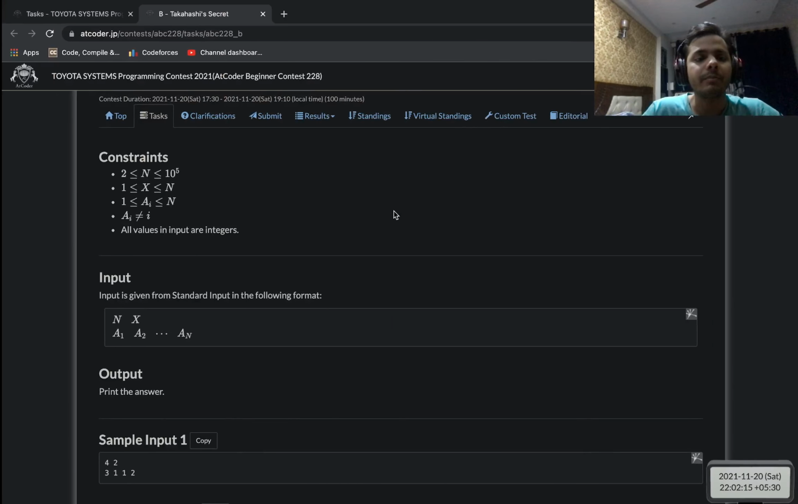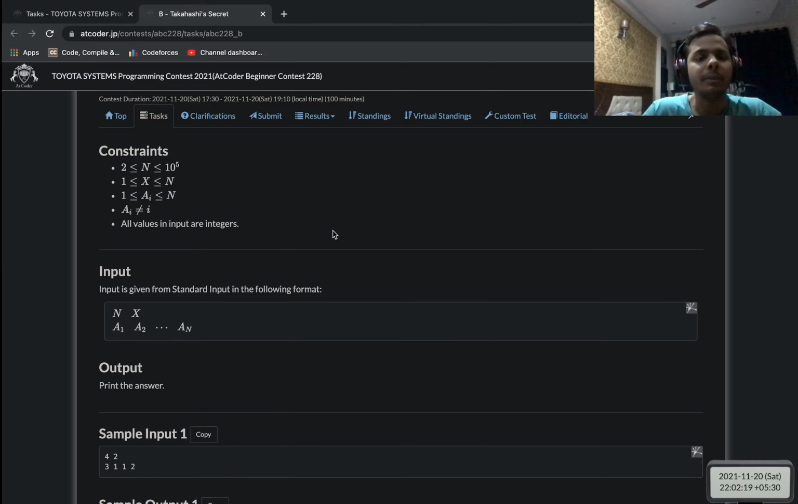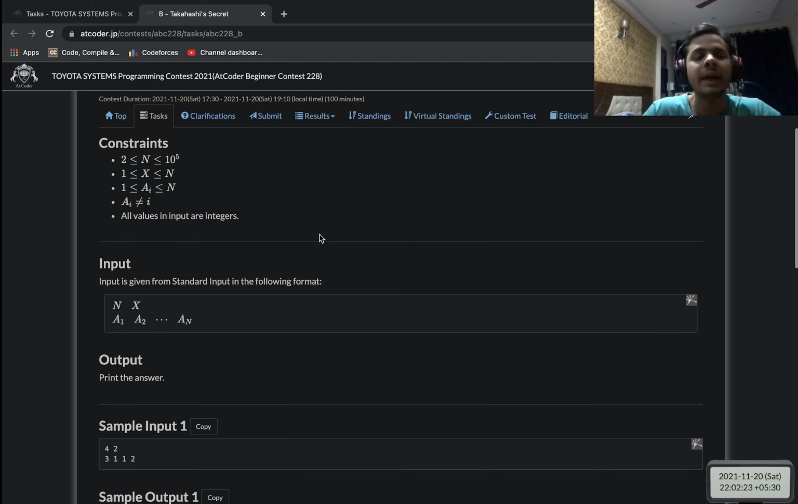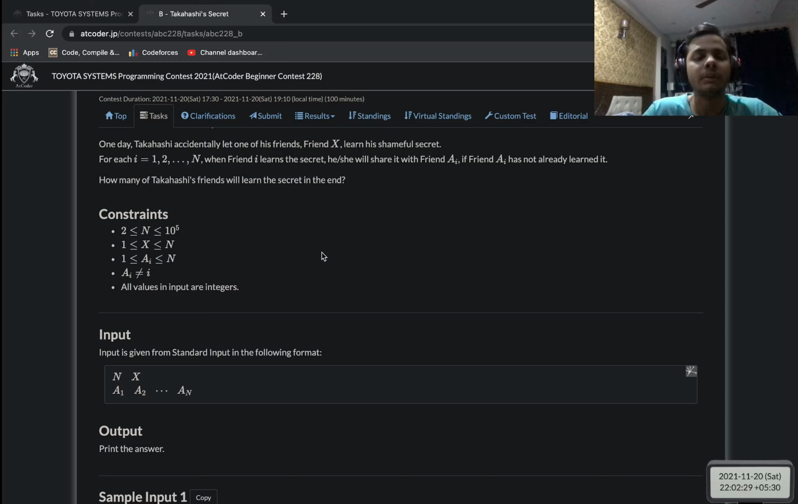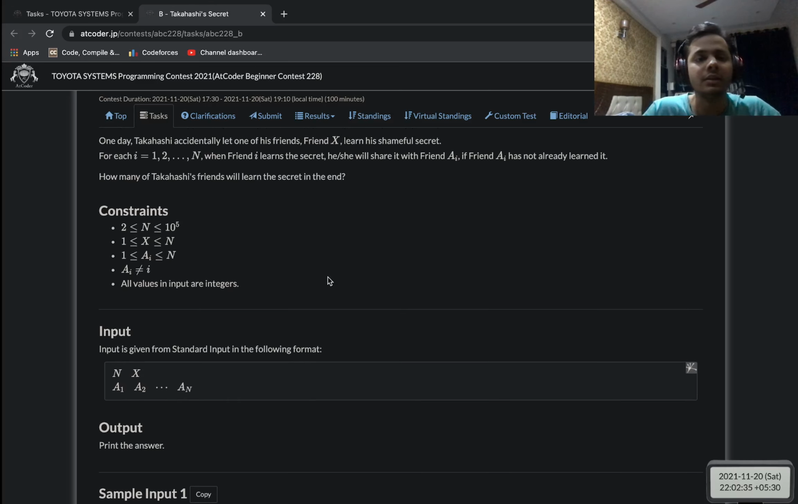And again, it is not very difficult to think. Obviously, there are better implementations and better methods to solve it. But what I will do here is model this as a graph problem. So every friend I will take as a node in my graph. The friend I has an edge to A of I. That means if the friend I learns the secret, he will tell it to the friend A of I.